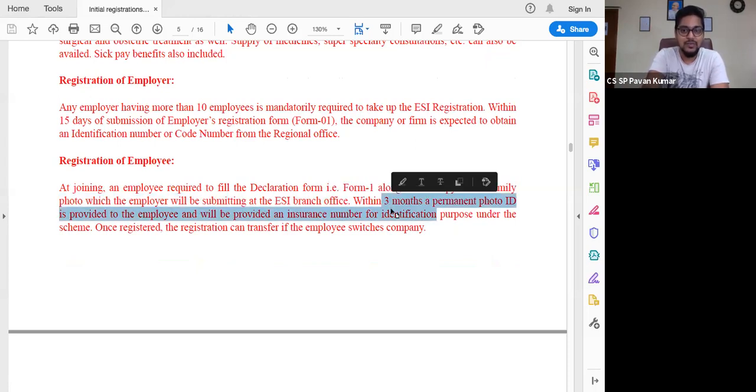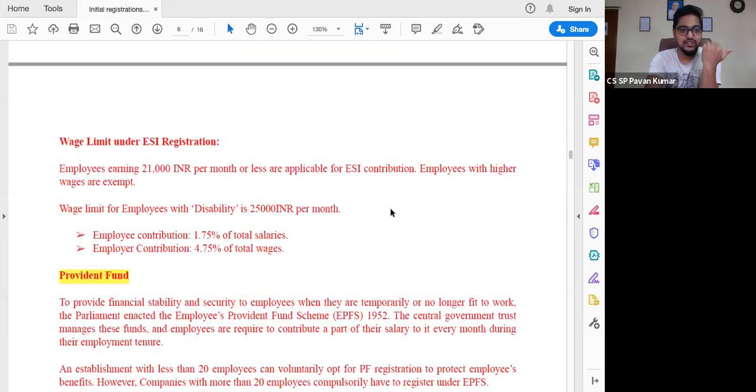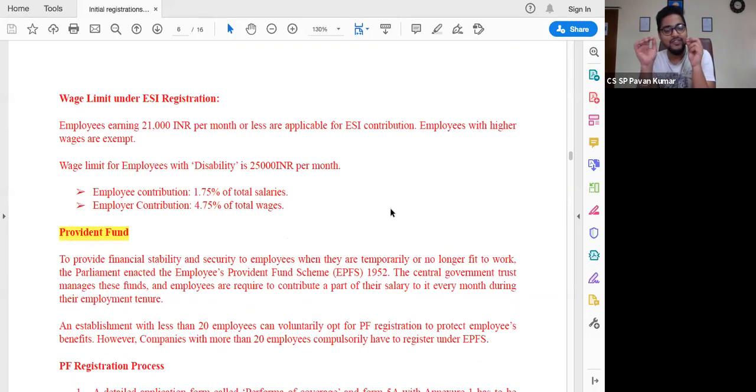Within 3 months, a permanent photo ID proof, which is basically your ESI registration card for the employee, will be issued by the concerned department. So employer registration is also done, employee registration is also done. I've told you there's a wage limit. ESI registration is applicable to those employees who are earning less than 21,000 rupees per month. And in case of disabled, it is 25,000.